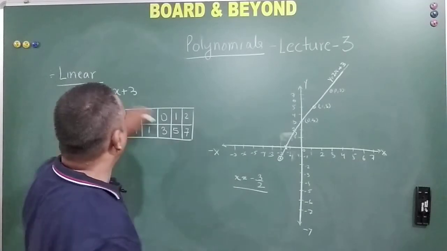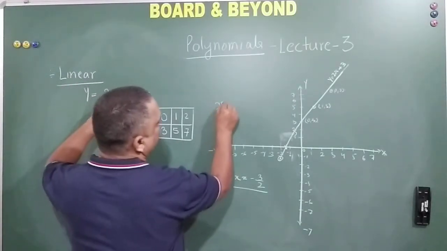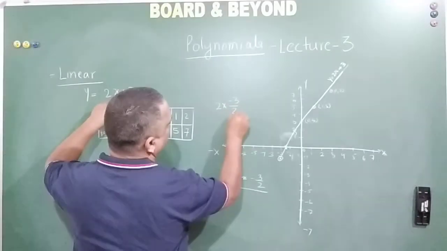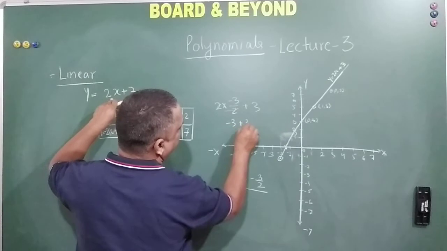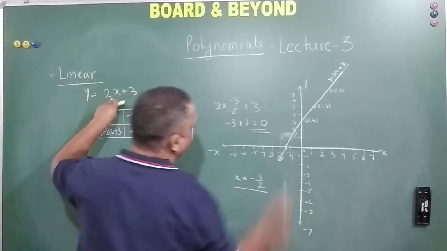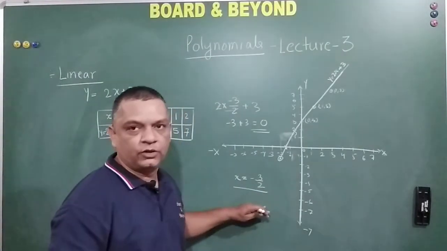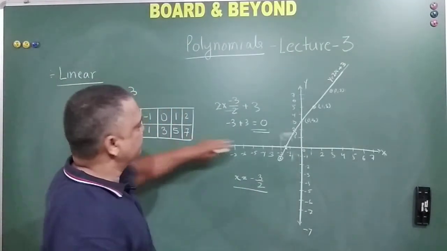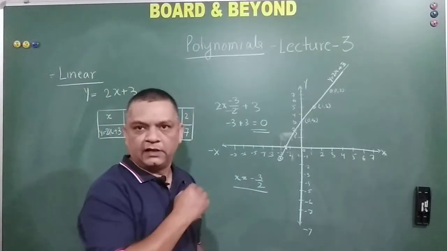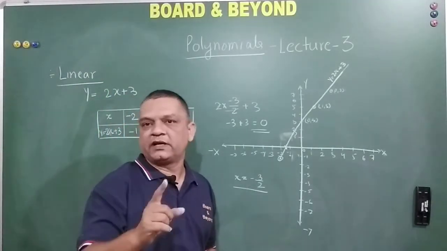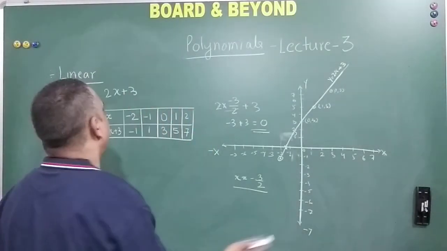We'll just try to verify it here. When you put minus 3 by 2 here, it becomes 2 into minus 3 by 2 plus 3, which is equal to minus 3 plus 3, which leaves us with 0. So this equation is becoming 0 at minus 3 by 2. So minus 3 by 2 is 1 root. Since this is a linear polynomial, at the maximum it can have only 1 root. Okay, so let us move on to a quadratic polynomial.